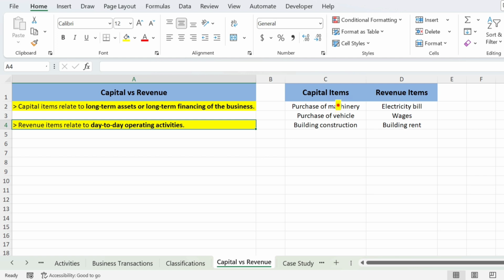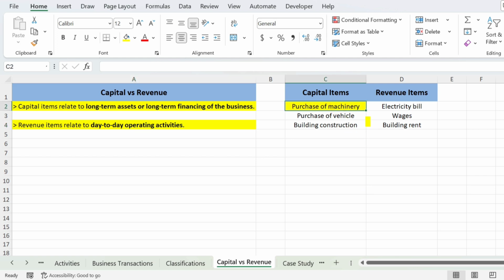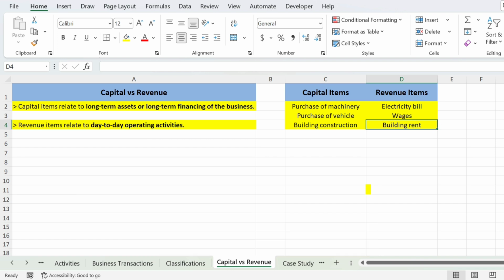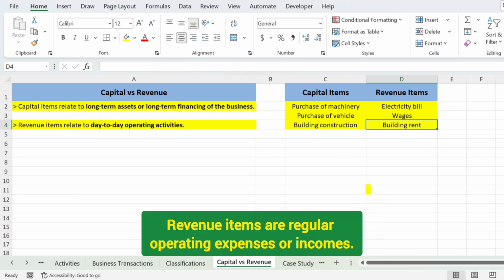Capital items, for example, purchase of machinery, purchase of vehicle, building construction, and revenue items, for example, electricity bill, wages, and building rent. Capital items usually create or improve assets used for many years, whereas revenue items are regular operating expenses or incomes.